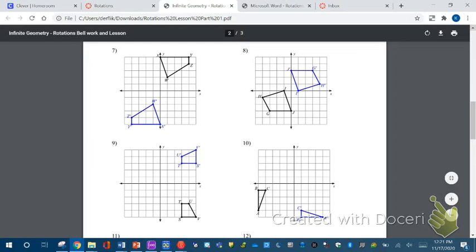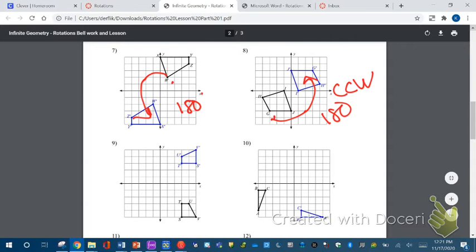Okay, so number 7, starting in quadrant 1, we started here, and we moved 1, 2 quadrants, counterclockwise, so that's 180. Number 8, the black shape is the starting shape. So we start here, but we still went 1, 2 quadrants. So that is also 180, counterclockwise.